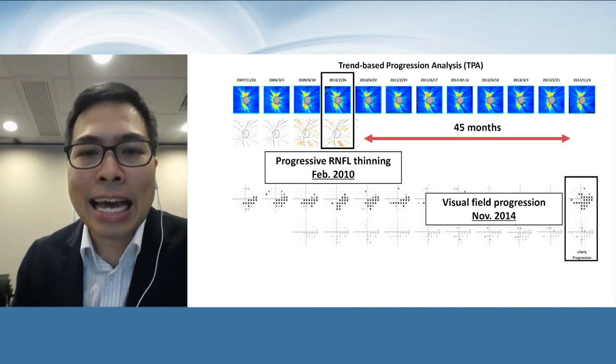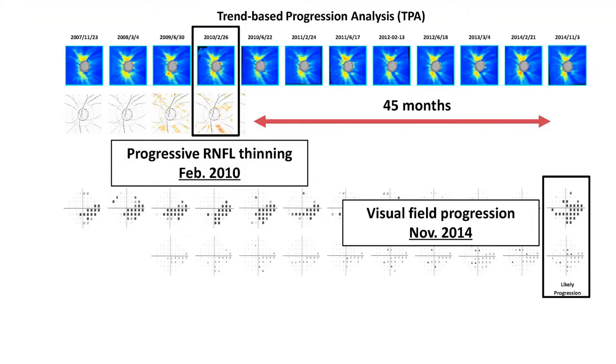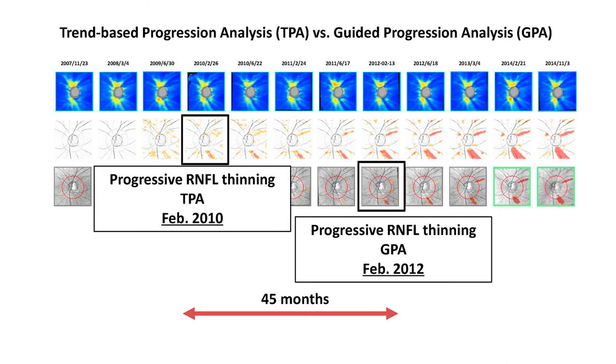TPA is an algorithm that we developed here in Hong Kong. It performs pixel by pixel retinal nerve fiber thickness analysis, and it shows, in addition to where progressive retinal nerve fiber thinning occurs, how fast the retinal nerve fiber layer is thinning over time. Here in this example, progressive retinal nerve fiber thinning was first detected in 2010. And in fact, when you look at TPA progression, it actually allows change to be detected earlier than GPA.